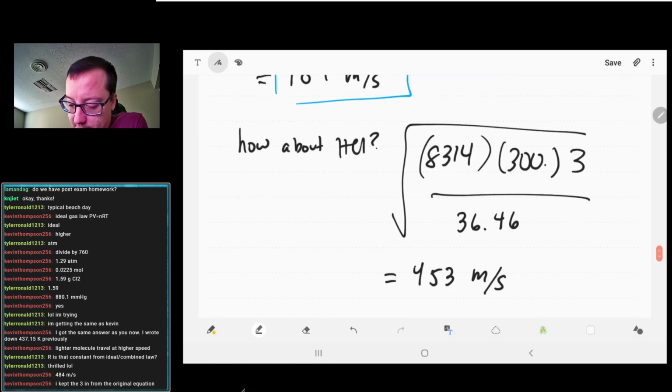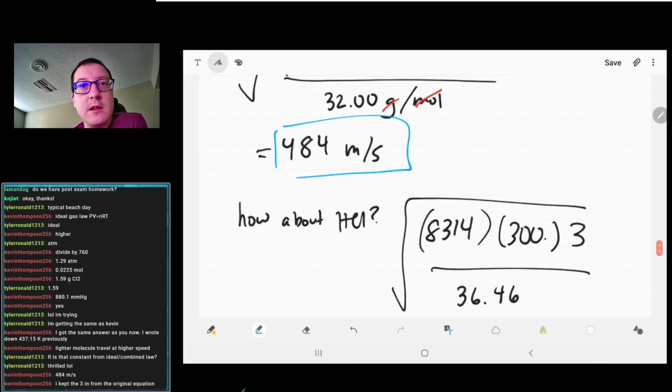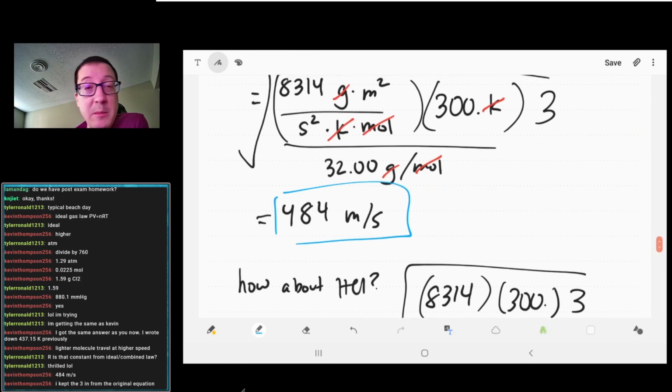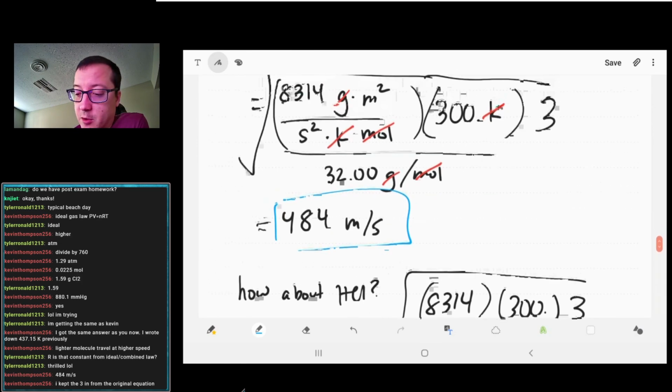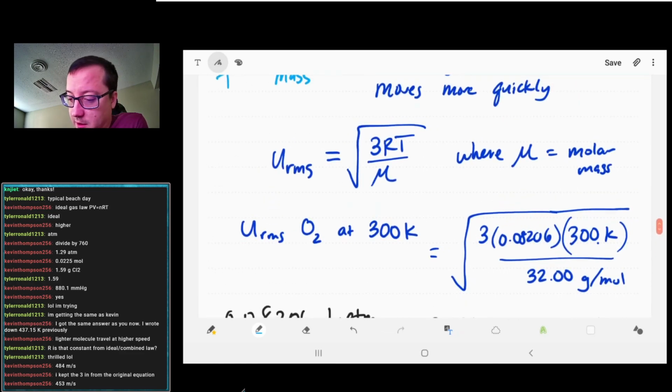So notice, oxygen gas is smaller, it has a lower molar mass, so it will be moving faster, right? Molar mass is in the bottom of our equation, wherever our equation went, all the way up there. So the lighter stuff should move more quickly.